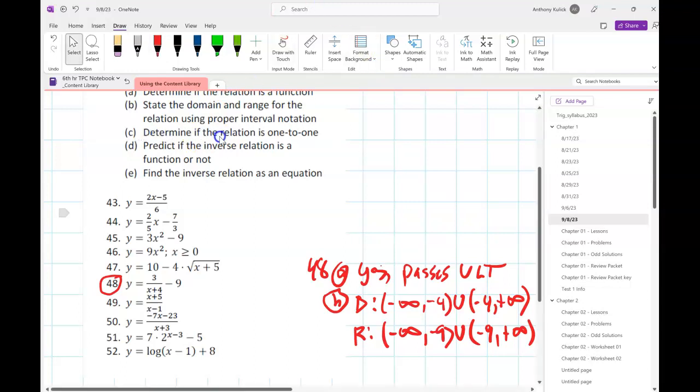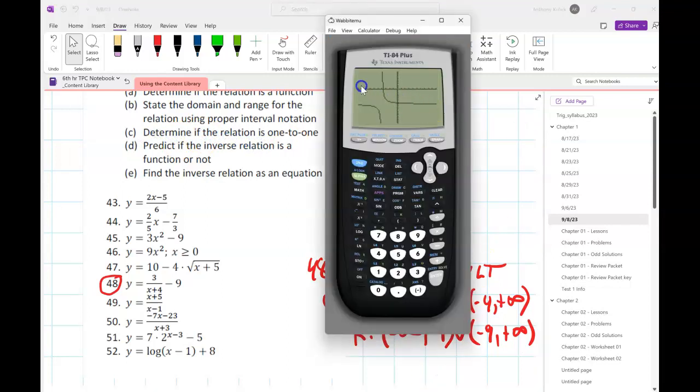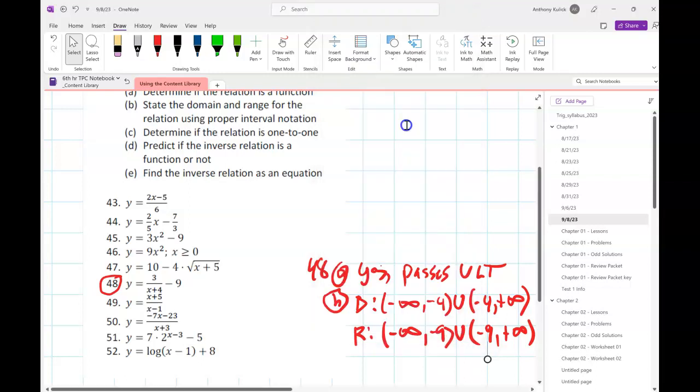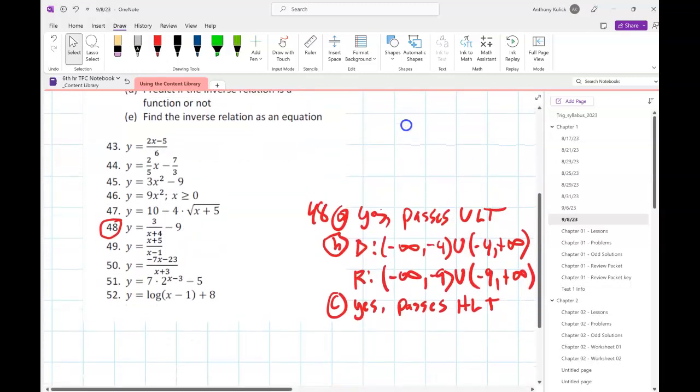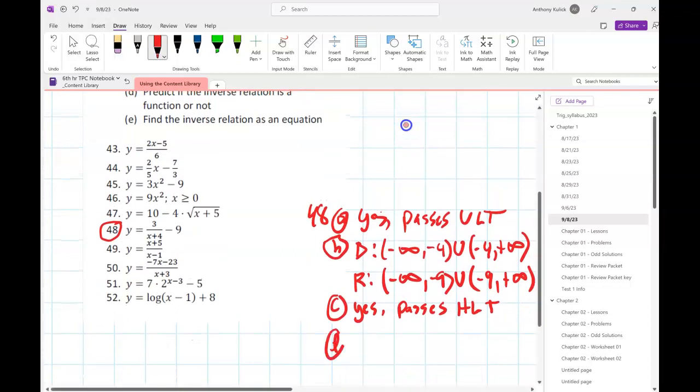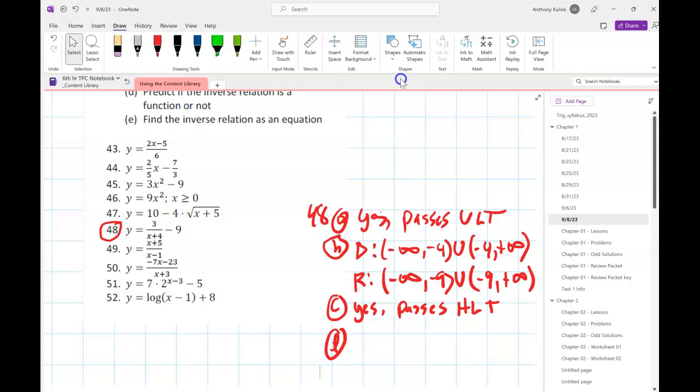Part C asks to determine if the relation is 1-to-1. Well, my 1-to-1 check is a horizontal line test, right? And there's no horizontal line that intersects this more than once. So I'll say, yes, this is 1-to-1 because we passed the horizontal line test. And then it says predict if the inverse relation is a function or not. Well, I would say yes, since f is 1 to 1, f inverse is a function.